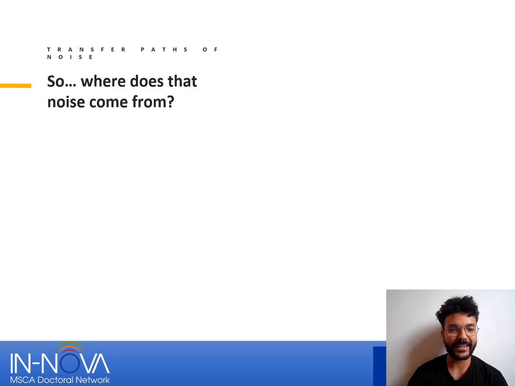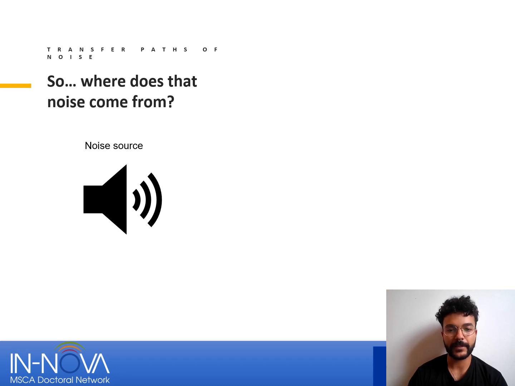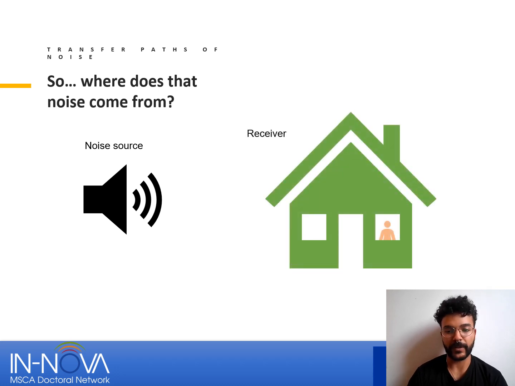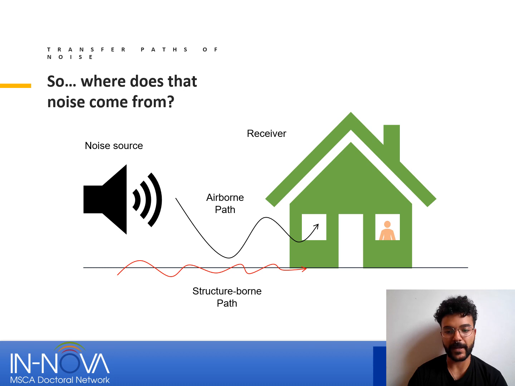So, where does that noise come from? Imagine that we have a noise source given by this loudspeaker, for example, and a receiver, which would be, for example, a house, car, aircraft, whatever. So what are the main paths between the noise source and the receiver? Well, first, an airborne path, that is directly the noise that you receive from the source. And secondly, the structure-borne path, which is the path that accounts for the transfer of vibration through solids.